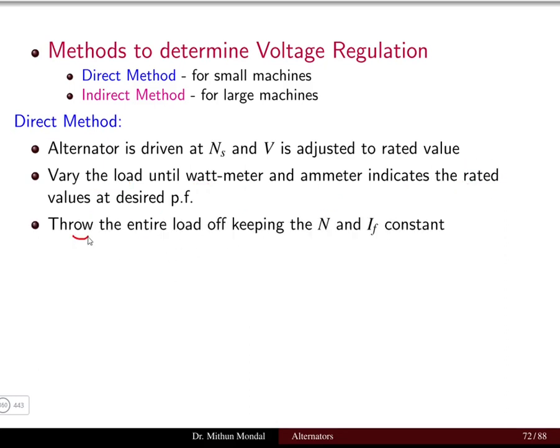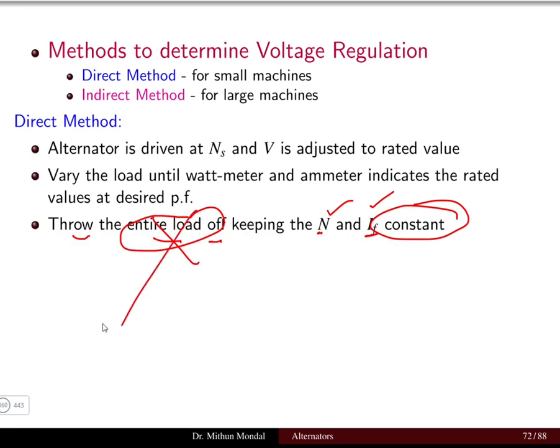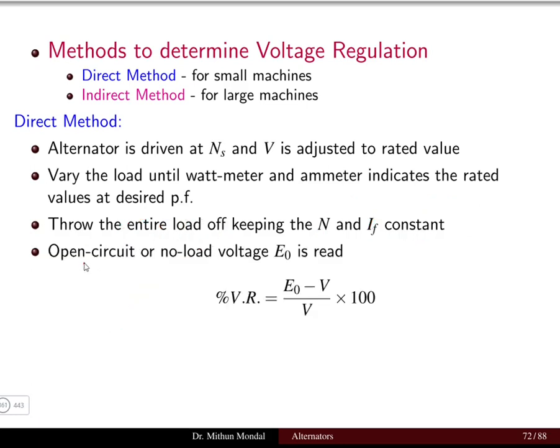Now we will throw off the entire load, keeping the speed and the field current constant. So two parameters we have to keep constant, that is the speed and the field current, and the entire load is taken away from the machine. Then the open circuit or no load voltage, denoted by E0, is read, and the voltage regulation is found using the formula: E0, the no load voltage, minus V, the full load rated voltage, divided by the rated voltage, multiplied by 100.